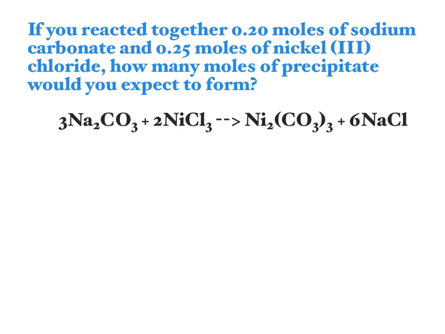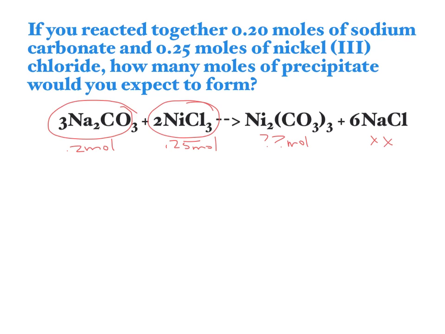Okay, so here it is. I put the balanced equation here just so I don't have to write it again because my handwriting's terrible. So you're reacting together 0.2 moles of sodium carbonate, 0.25 moles of nickel 3 chloride. I'm going to label my equation. I've got Na2CO3, sodium carbonate, 0.2 moles. And then I've got 0.25 moles of the nickel chloride. And the next part of the sentence says, how many moles of the precipitate would you expect to form? So we're trying to find this one. Don't care about this. The sodium chloride is there, but it's not what the question's asking me about.